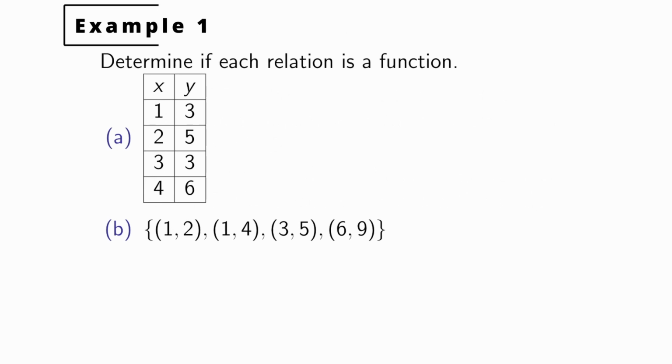Example 1. We want to determine if these relations given here in A and B are functions. What we're looking for is if x is repeated and the y is different, then that cannot be a function. So here we have 1 is assigned to 3, 2 is assigned to 5, 3 is assigned to 3, and 4 is assigned to 6. All of these x's are different. So this one is a function.